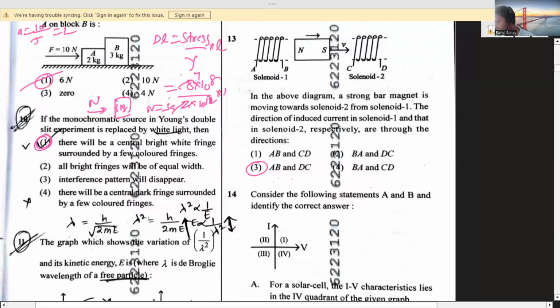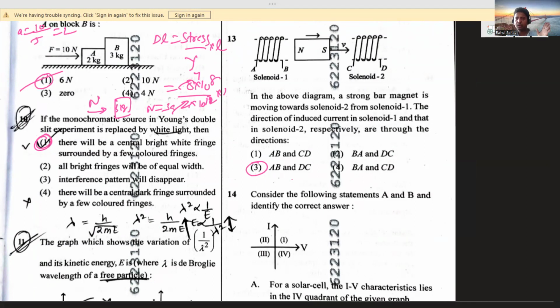If the monochromatic source in a YDSE experiment is replaced by white light, we all know that at the center there is no path difference. So what happens? We get a central bright white fringe surrounded by colored dark fringes, right? So option 1. This is theory based, easy. Apart from numericals, you should know the theory part and NCERT with clarity.